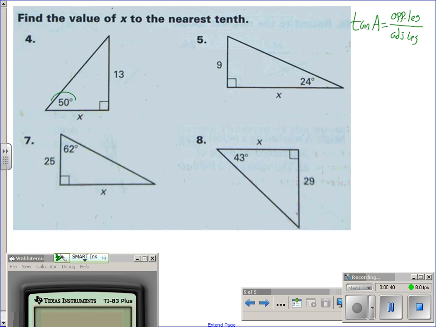So, we're going to concentrate on the acute angle. Not the right angle, but the acute angle. We're going to take the tangent of 50 degrees, and that will equal the opposite leg, which is 13, divided by the adjacent leg, which is x. So now, we're trying to solve for x. And like I said towards the end of that video, we can't do anything with that 50 degrees.